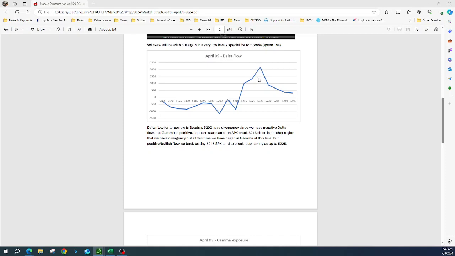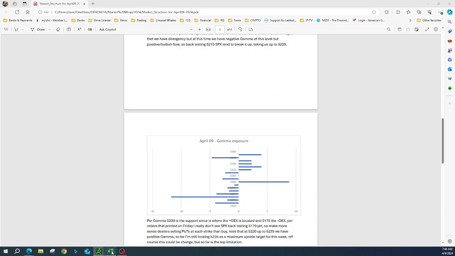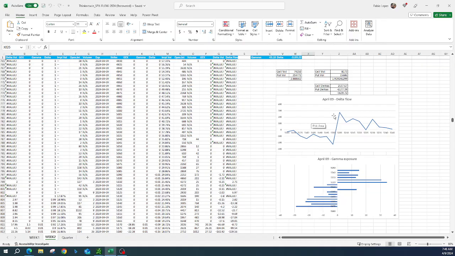Of course, this could be changed. Okay? So today I really expect a backtest at 5,225 and a rejection. So let's check how the delta is right now. The delta is still bearish. Okay, 5,200 is the major support. We have divergence, still the same, because now 5,200 is not the plus GX anymore. Before it was, right?